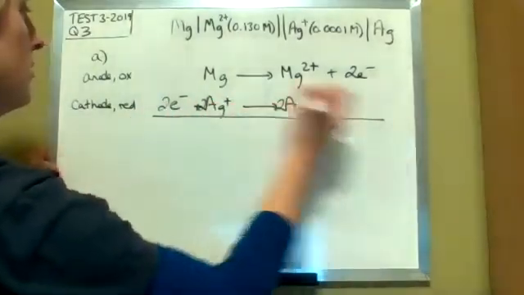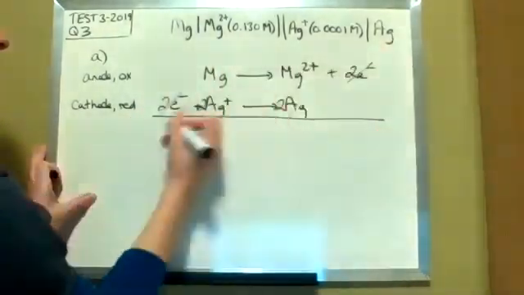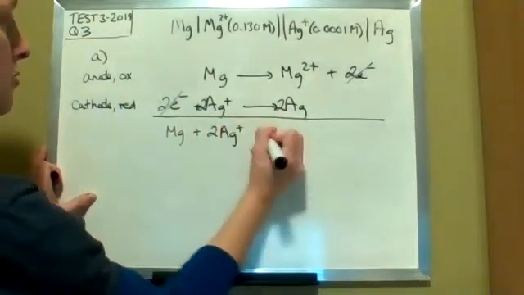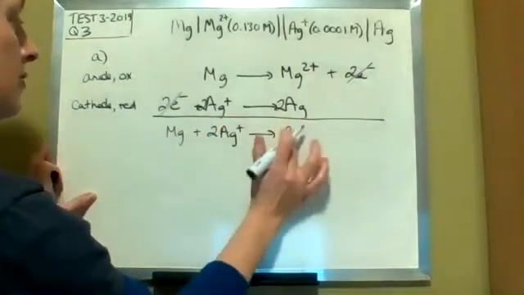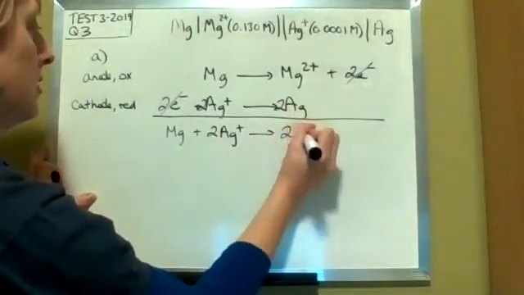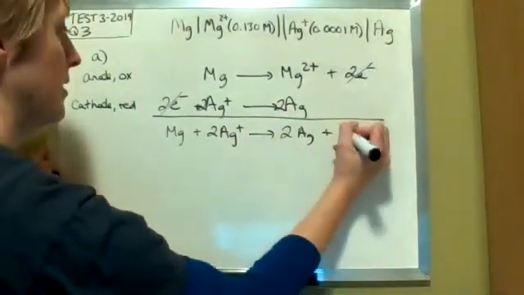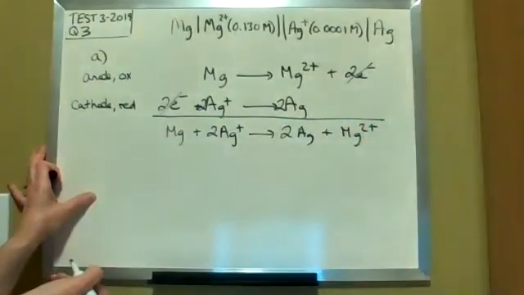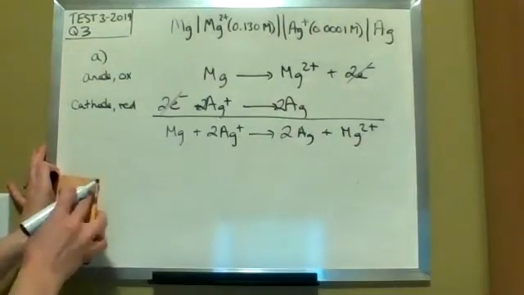You can go through here. You have magnesium plus 2 Ag+ going to 2 Ag plus Mg2+. So there's each of your half reactions and the overall one. Now, part B wants you to draw a picture of this voltaic cell and label everything.